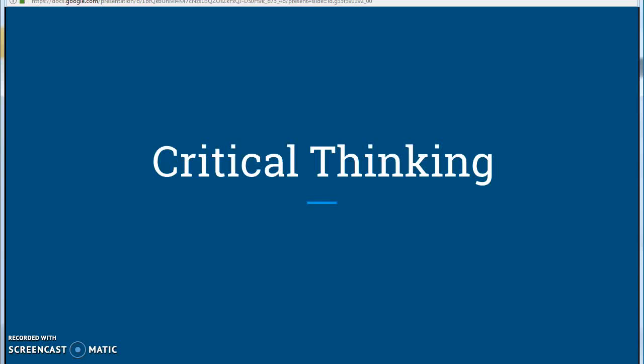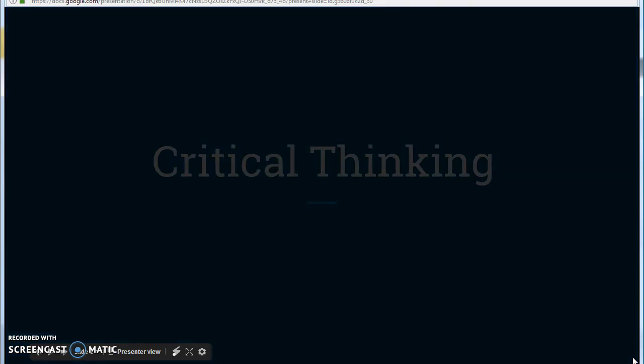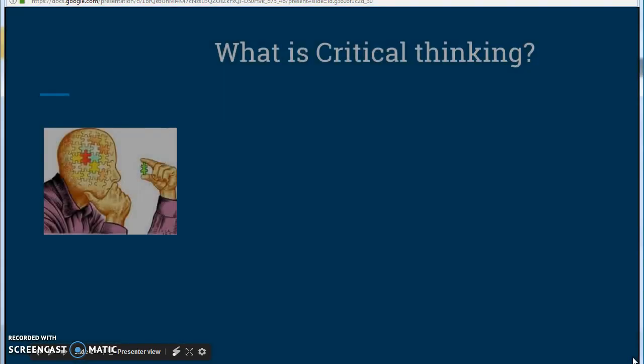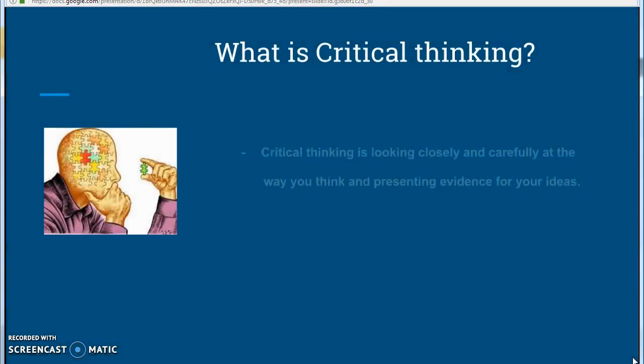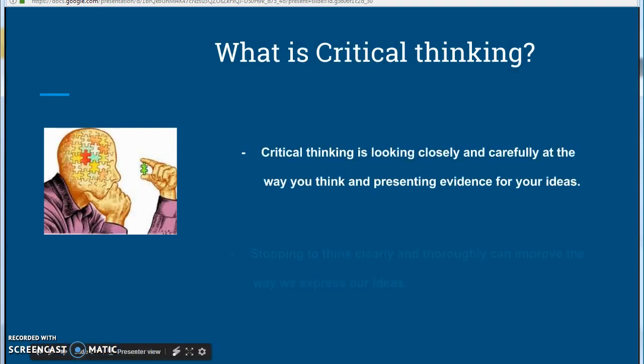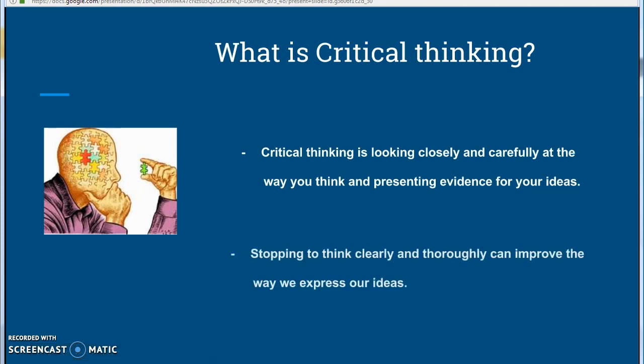Critical thinking. What is critical thinking? How can we use critical thinking in the classroom? What is critical thinking? It is looking closely and carefully at the way you think and presenting evidence for your ideas. Stopping to think clearly and thoroughly can improve the way we express our ideas.